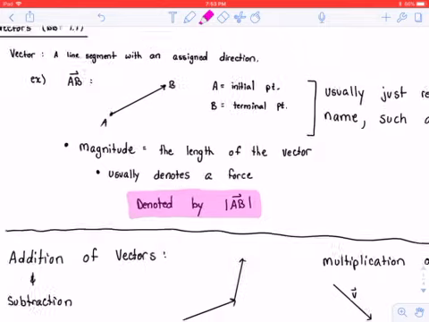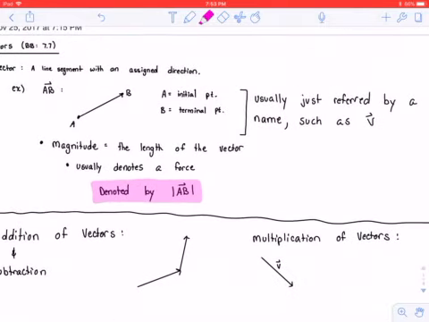But as you will see, as I move this out, it's usually just referred to by a name. And the most common name is V, vector V, because vectors start with the letter V. So anyway, that's what a vector is for the most part.